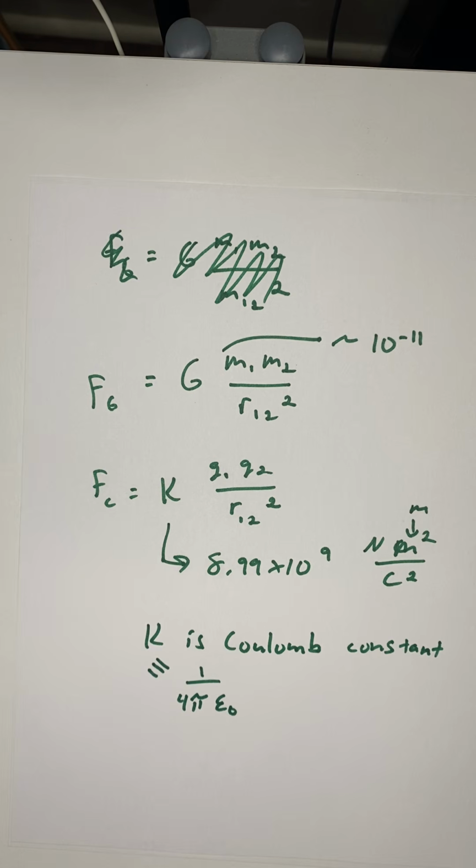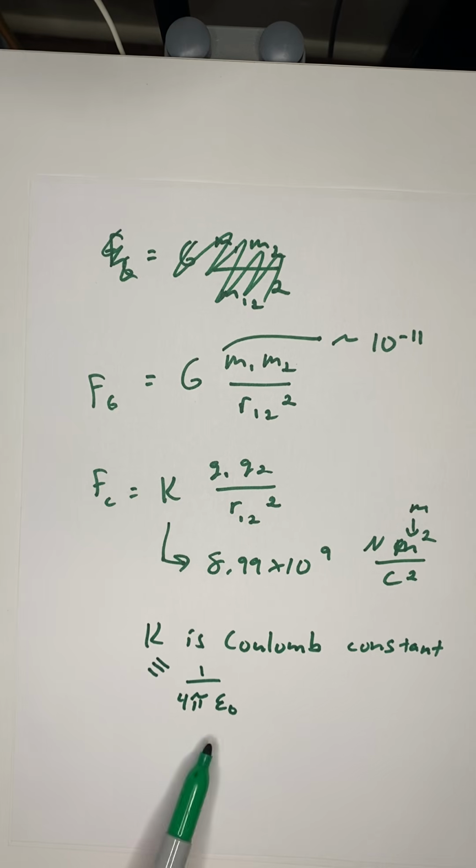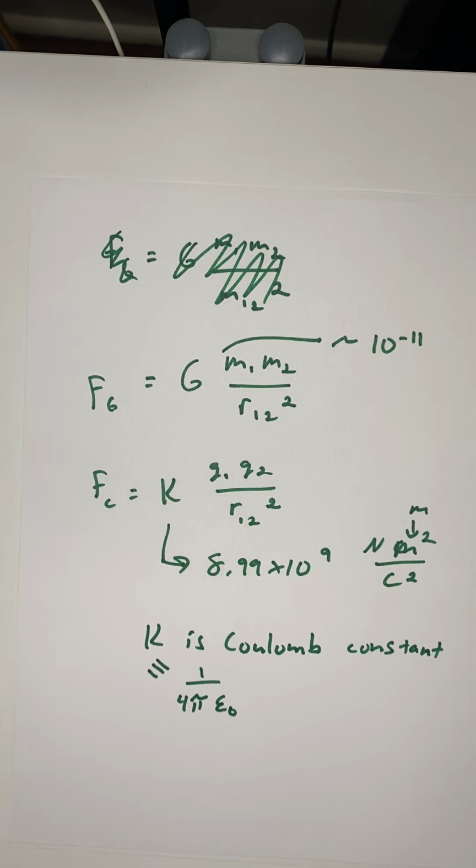It's just another constant, and it becomes tiresome. Again, we're physicists, we're inherently lazy. It becomes tiresome to write 1 over 4 pi epsilon naught. So we wrap all that up, because all of these are constants, in this Coulomb constant K.